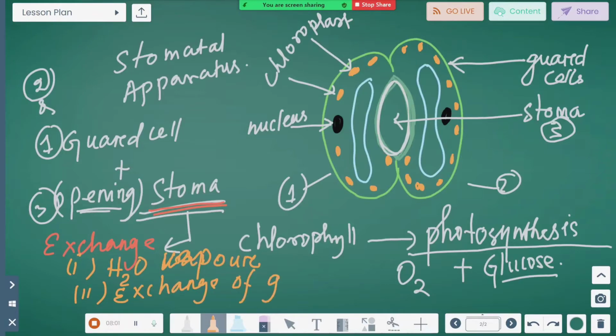Now why I did not mention anything in specific and why I said only exchange of gases, that we will see. I hope this basic structure is clear about the stomatal apparatus. Let me repeat myself. The stomatal apparatus consists of a stoma surrounded by two guard cells, which are basically plant cells, nothing else. They have chloroplasts, a large central vacuole, and a nucleus at the periphery. Guard cells, as you can see, control the opening and closing of the stomata, and how exactly this happens, we will see in detail.